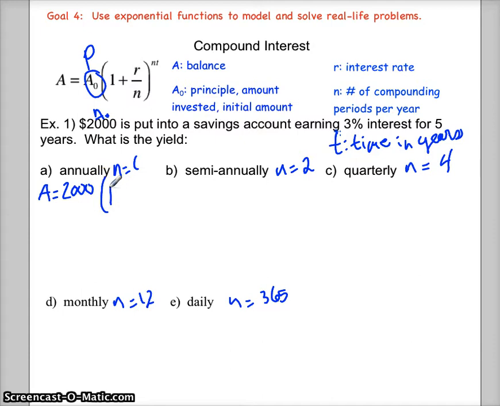times 1 plus, now our interest rate is 3%. So when we change that to a decimal, we move the decimal 2 places to the left, so the rate is 0.03. Divided by n, the number of compounding periods per year, raised to the n times t power. T is 5 years in this case, and 5 times 1 is 5. Once you have this filled in, you have my permission to use your calculator to calculate the amount or the balance. So I'd like you to pause the screencast and calculate this balance.